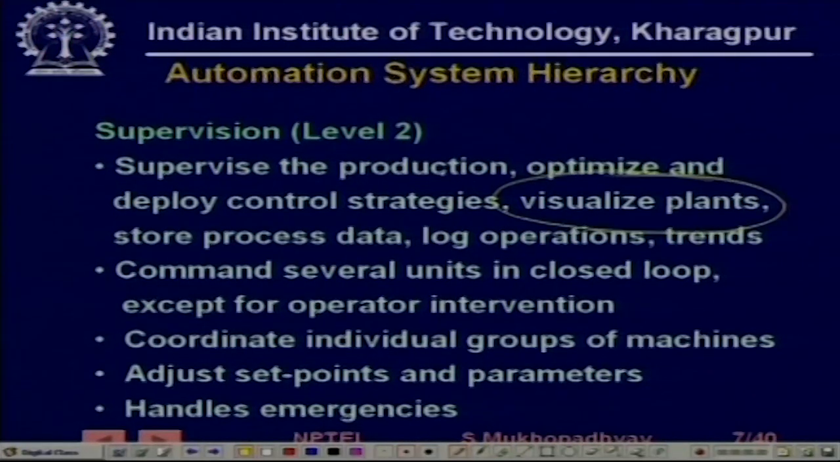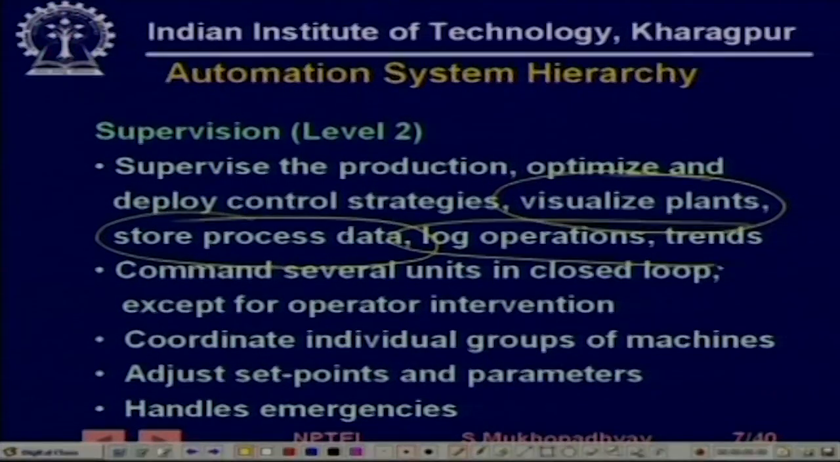So these systems visualize, give the operator a view of what's happening in the plant. They also store process data for future use. They do a lot of documentation which can be used later on for quality tracking purposes, for process improvement purposes.